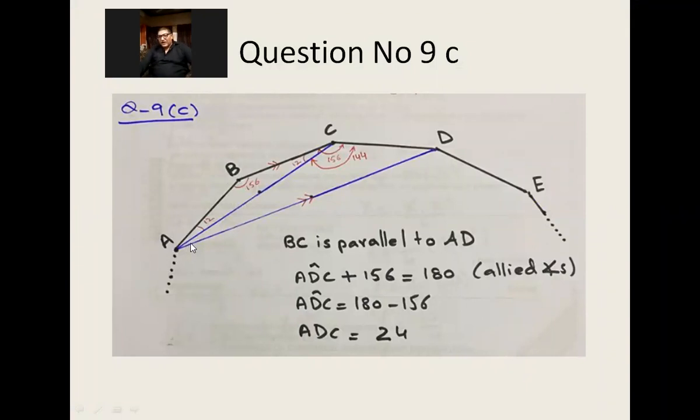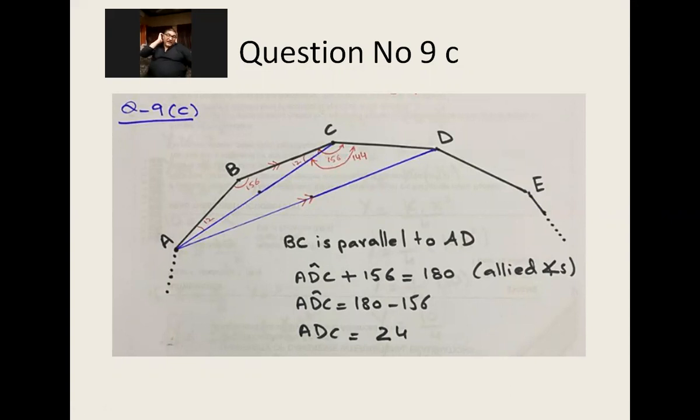I want to find out the ADC angle. You see, this is the 156. This angle we just found in the previous parts. That this is alpha, that's 12, that's 12. This whole thing is 156. So from 156 subtract the 12, so I will have 144. So the angle here, ACD, is 144.